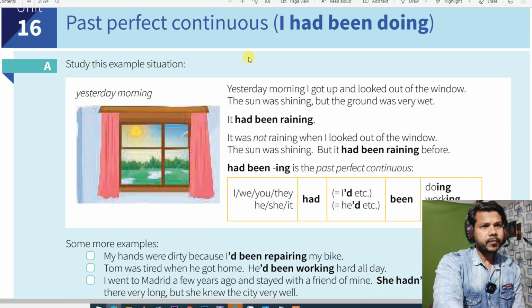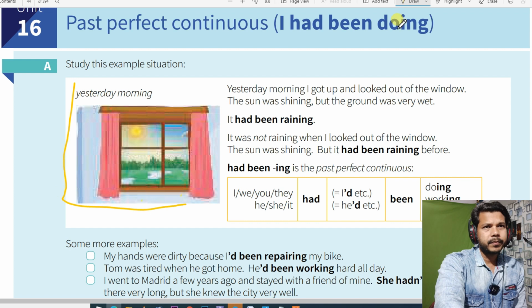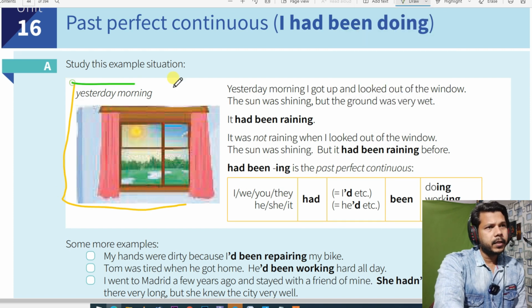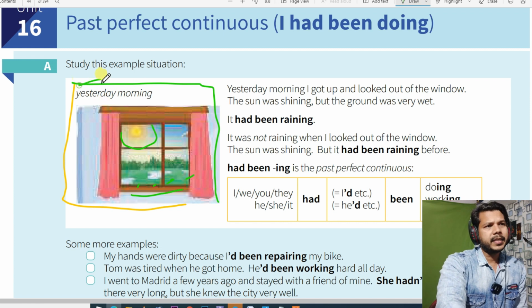Okay, so guys, here we go. So it is saying that, first of all, see this picture. Let me change the color. It should be green. Look at the picture here. You can see that this is the window. Here sun is shining and here the ground is wet. You can see some water here. Okay, and it is about yesterday morning.